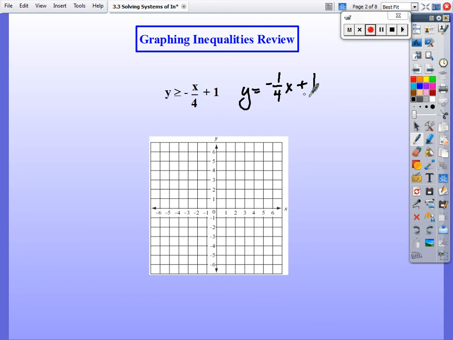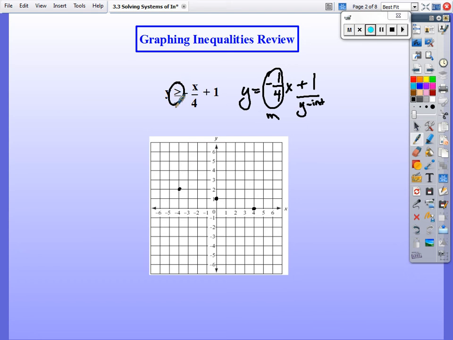I momentarily convert it to an equation so I can plot some points. Notice my y-intercept is 1. And then my slope is a negative 1/4, so I can go down 1, and I want to make sure I go the right direction. I would go this way 4, or maybe up 1 and then this way 4 as well. What we notice is we end up creating this line that we graph. Once we decide there's our boundary, we have to determine if it's dashed or solid.